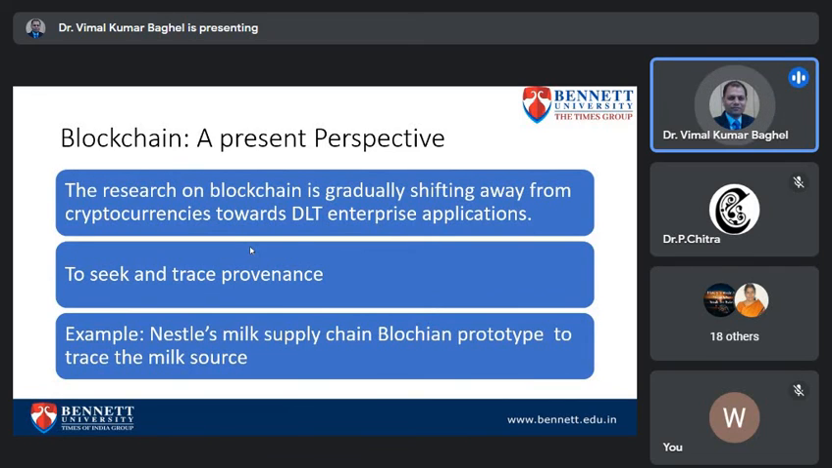So the present perspective is beyond cryptocurrency. It is now not focusing more on cryptocurrencies. So we can say now the cryptocurrency focus of blockchain is almost becoming past. Okay, and now we are moving towards the development of different decentralized applications for the other use cases.